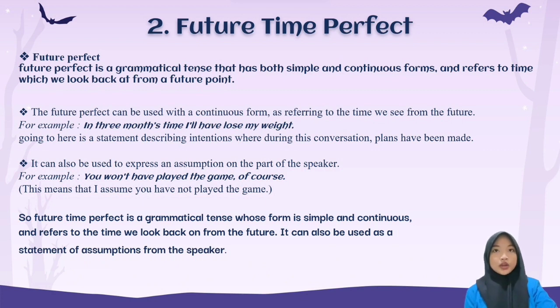Alright, so future perfect is a grammatical tense whose form is simple and continuous and refers to the time we look back on from the future. It can also be used as a statement of assumption from the speaker. Alright, so I think that's all for me.